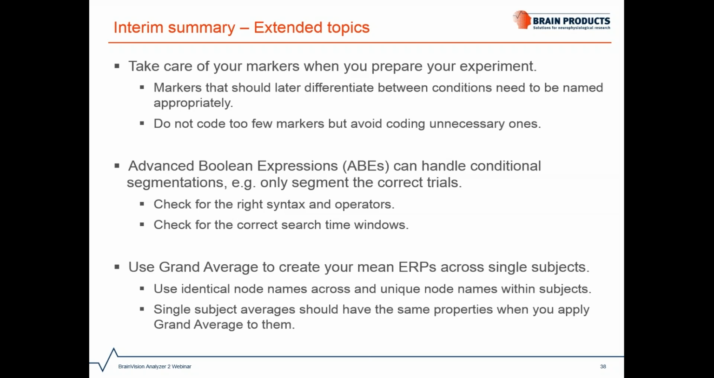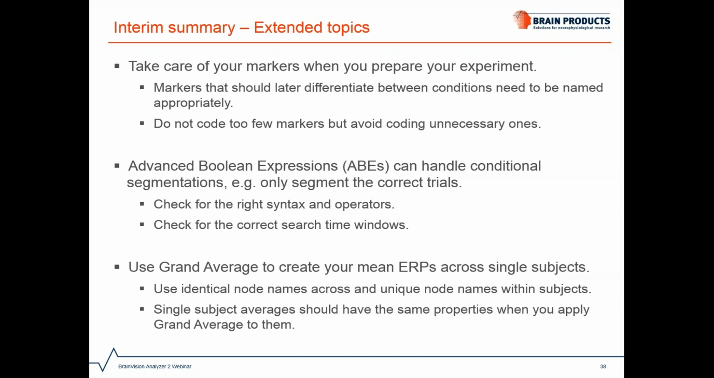The grand average is usually the endpoint of an ERP analysis. I mean, of course, before statistics, that's a whole different story. Again, it is very important that you name your nodes identically across subjects and uniquely within subjects. Otherwise, grand average might get confused. I also recommend to have an eye on the properties of the single subject averages. I didn't discuss that earlier, but generally, of course, it's recommended to apply the same processing to all subjects. However, sometimes you might have to deviate from that rule because the dataset needs special treatment.